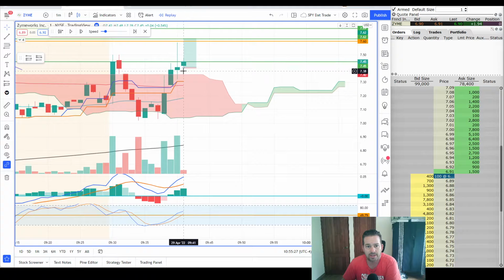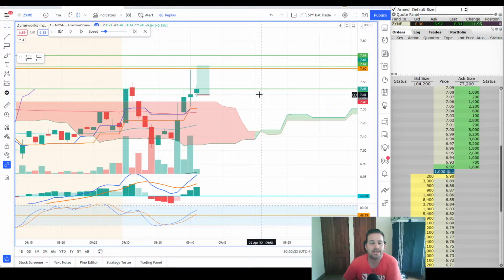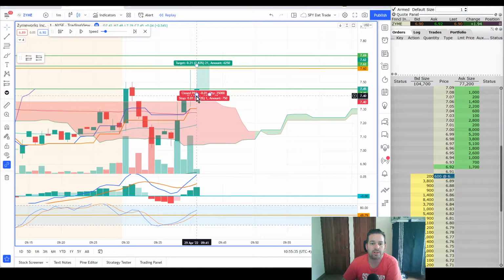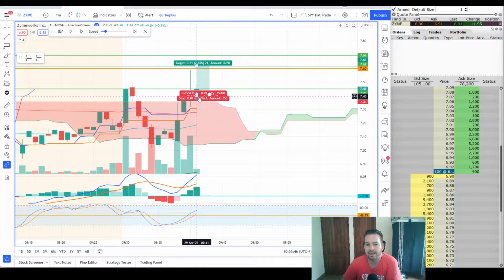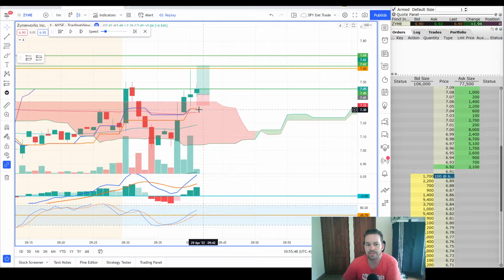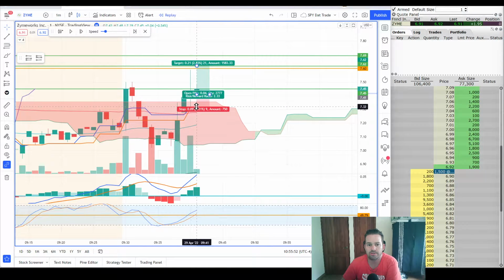All right, I got filled here at 741. You can see here 741, and at the beginning of this candle I got filled at 741. At the end of this candle at exactly 741.59, I moved my stop here. My stop was at the bottom of this candle here. So it was right there.